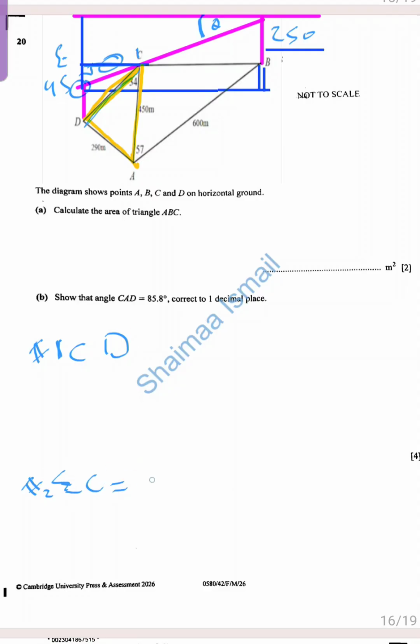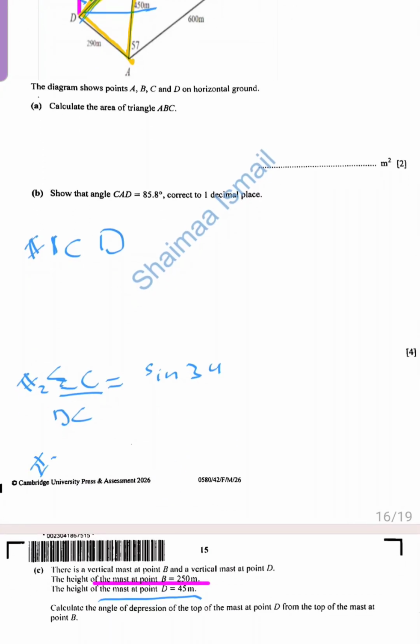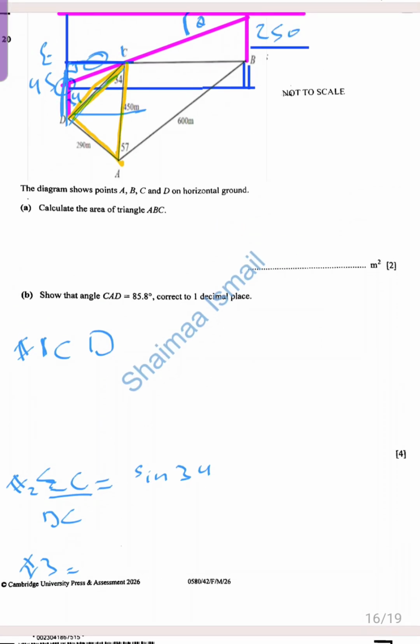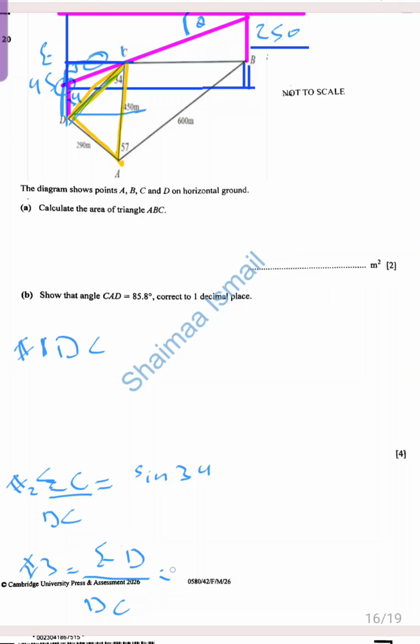If we get EC, this will be equal to sine 34, because this angle will be 34. So this will be sine 34 equals EC over the DC. So we're going to work for it. So sine 34. And step number 3, we're going to get this ED. This ED over the DC, DC or CD, both are right. So this is DC. It will be equal to cosine 34, because this DC is the hypotenuse.